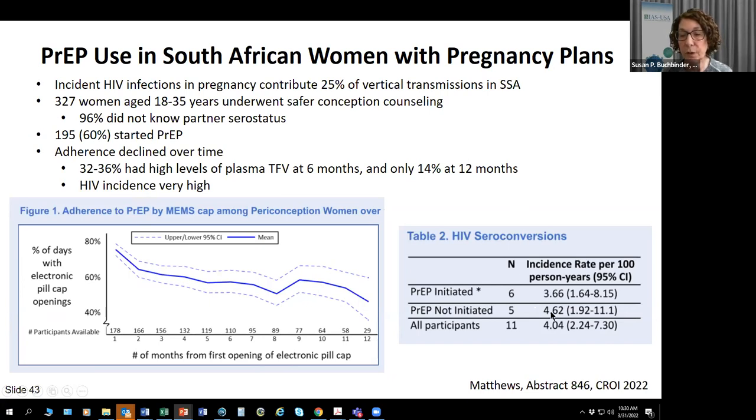And yet this was a very high risk group. The incidence was exceptionally high, 3.66 in the people who had initiated PrEP, 4.6 in the people who hadn't initiated PrEP. So this was a population who really need prevention strategies, and we need to find better ways to support women to take PrEP during their pregnancy.